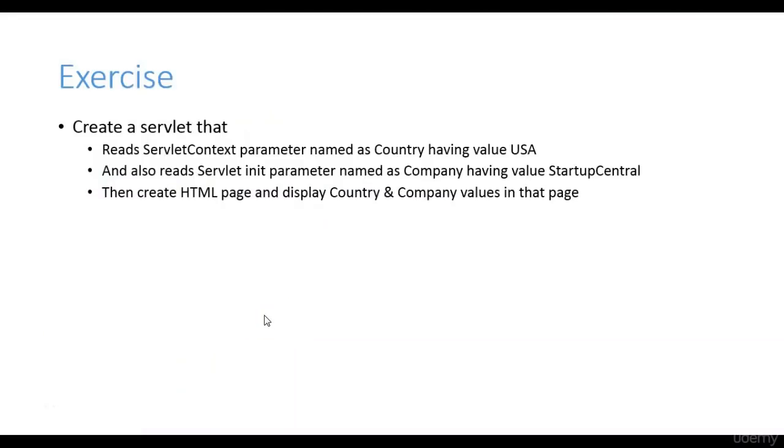Now here is an exercise for you folks on servlet filter. Create a servlet filter that reads a servlet context parameter named country having value USA, and also reads a filter init parameter from web.xml named company having value startup central. Then display the country and company names on the server console.